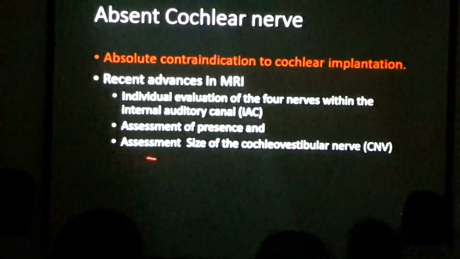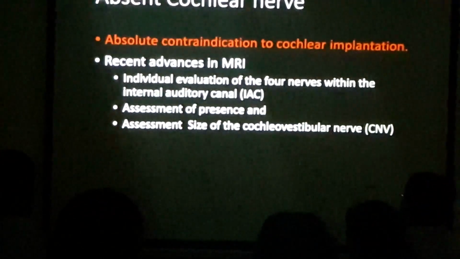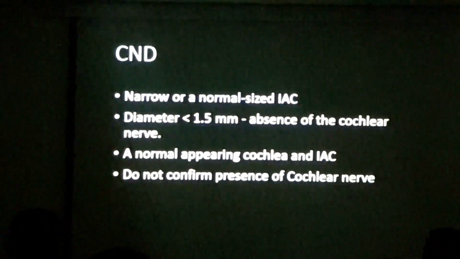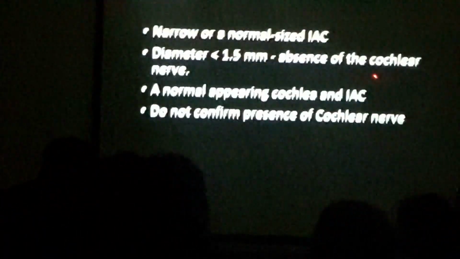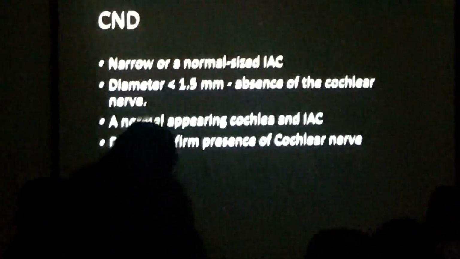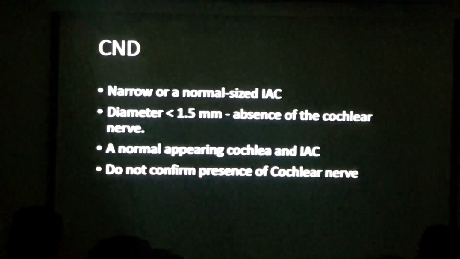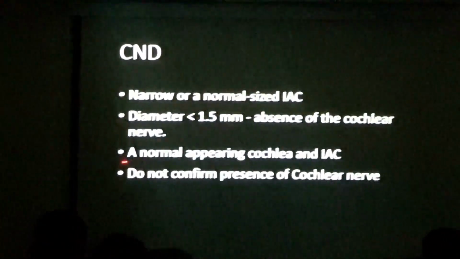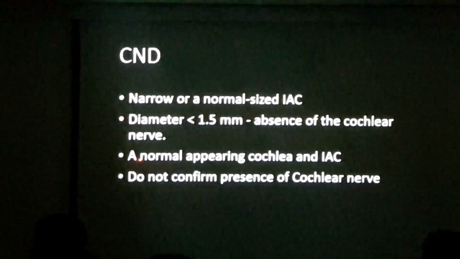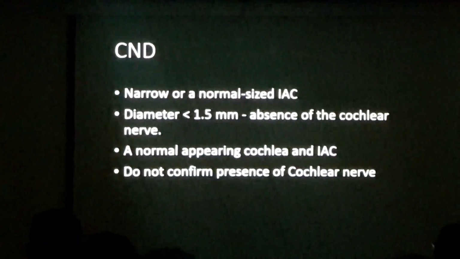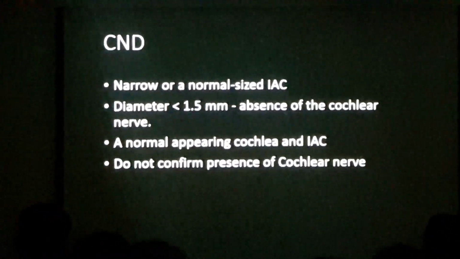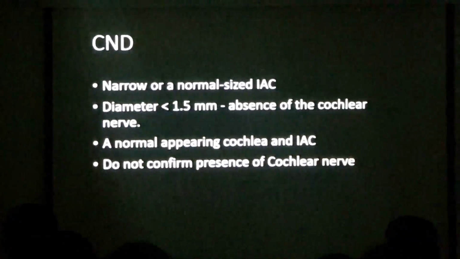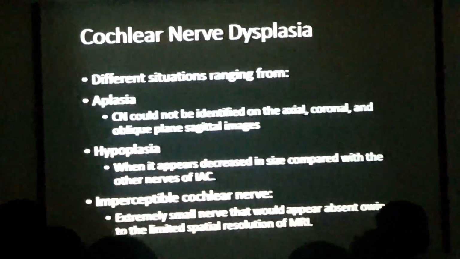Assessment of the presence and size of the cochleovestibular nerve, individually the cochlear nerve and vestibular nerve. Earlier, the narrow limit for a normal size internal auditory canal meant suspected absence of the cochlear nerve, and then CT scan: 4 mm is normal, less than 4 mm, and if that is less than 1.5 mm. And one more thing you need to understand is, even if there is a normal appearing internal auditory canal, that is a 4 mm canal, still it may not have the cochlear nerve. So this is the ambiguity sometimes we face.